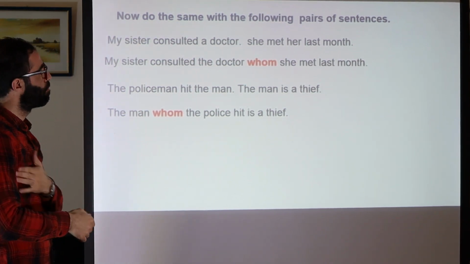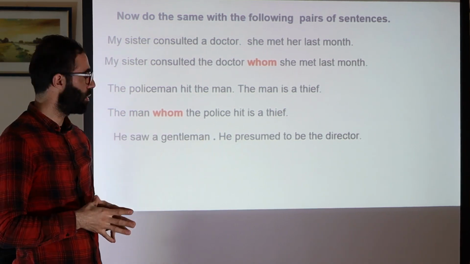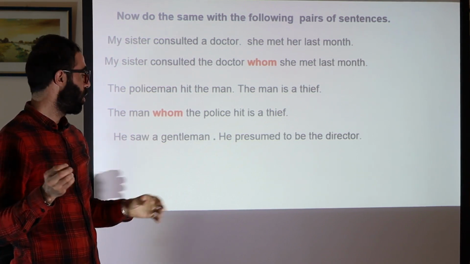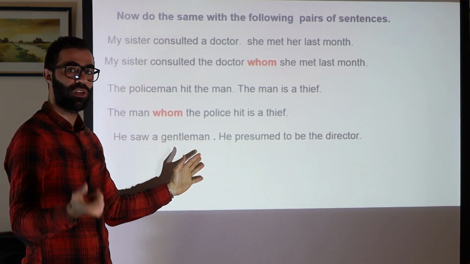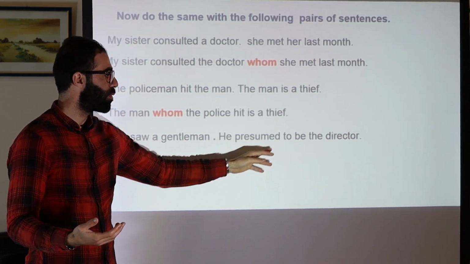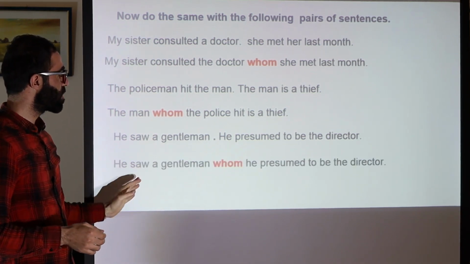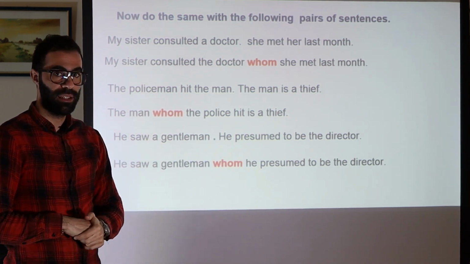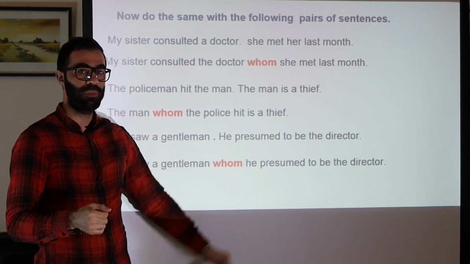More examples. He saw a gentleman. He presumed to be the director. He saw a gentleman. He is the subject. Saw is a verb in the past. And gentleman is the object. He, again repetition here, he presumed to be the director. Now, let's see the answer together. He saw a gentleman whom he presumed to be the director.